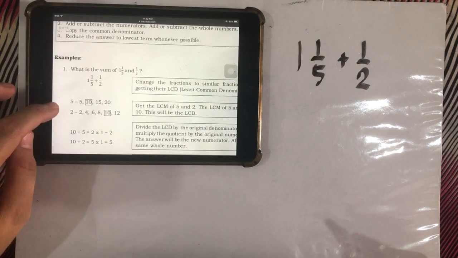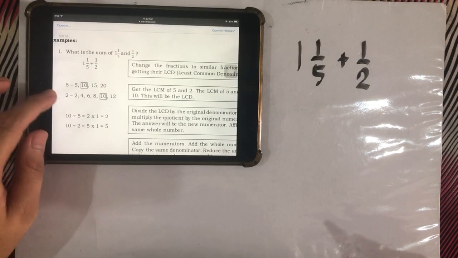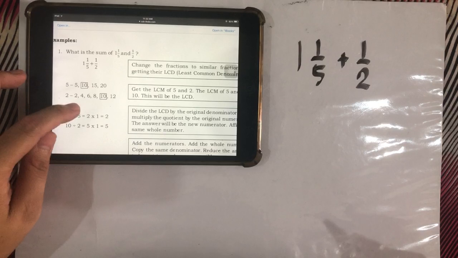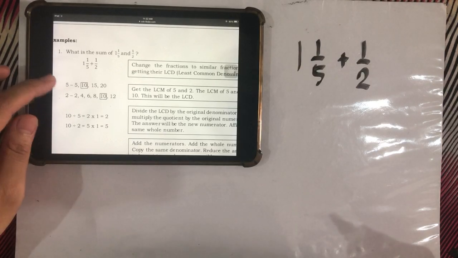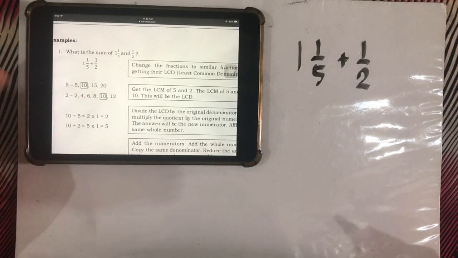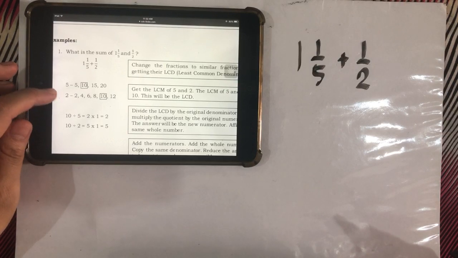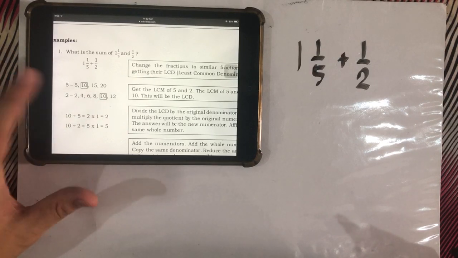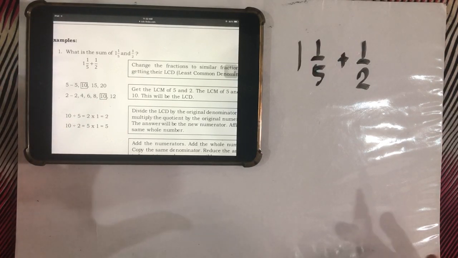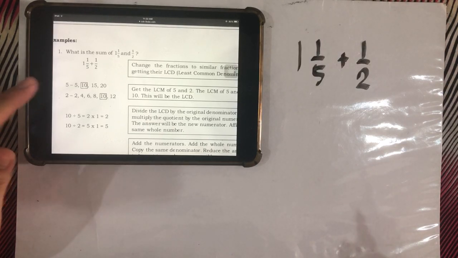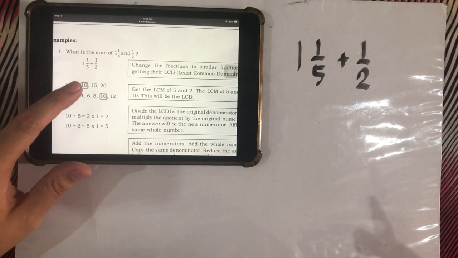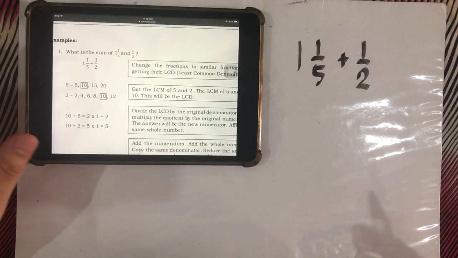Dito, in this example, kinuha yung kanyang multiples. So, 5, the multiples of 5 are 5, 10, 15, 20. And then the multiples of 2: 2, 4, 6, 8, 10, 12. So, kumbaga, kinukuha yung sagot sa multiplication. So, 5 times 1, that's 5. 5 times 2, that's 10. 5 times 3, 15. 5 times 4, 20.